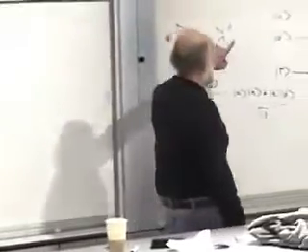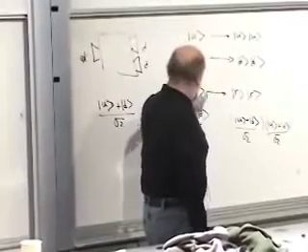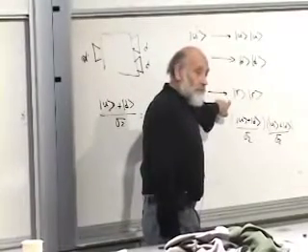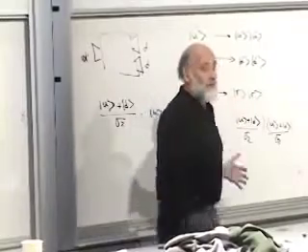You can build a machine that will clone ups and downs, but then it won't clone rights and lefts. You can build a machine that will clone rights and lefts, but it won't clone ups and downs.